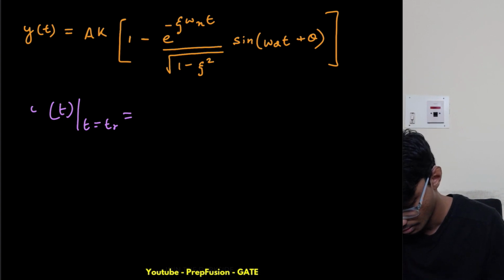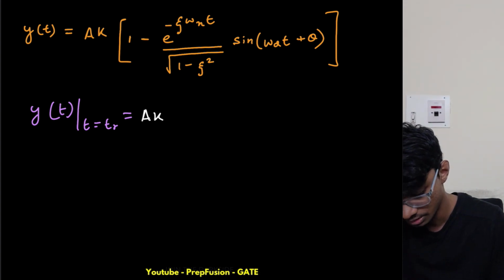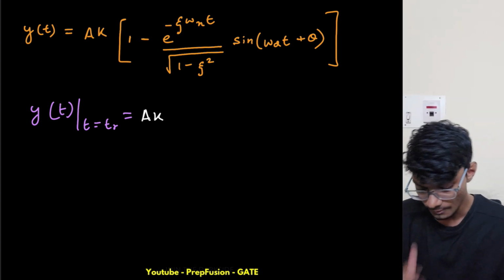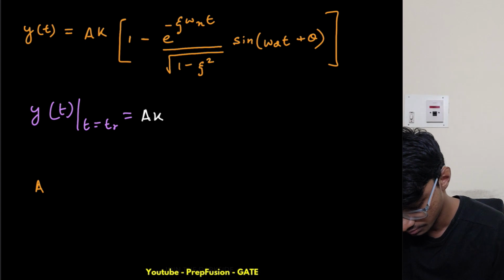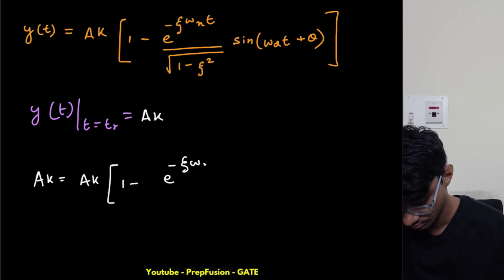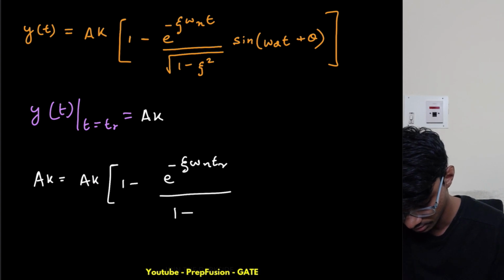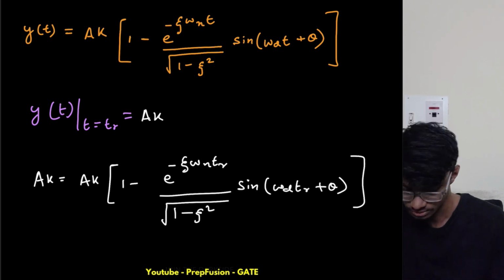My output will go to AK, right? My output will go to AK. Okay, so I will put the value of AK here, and I will put T equals TR, right? So AK equals TR divided by 1 minus zeta square TR. Okay, so this is this case.